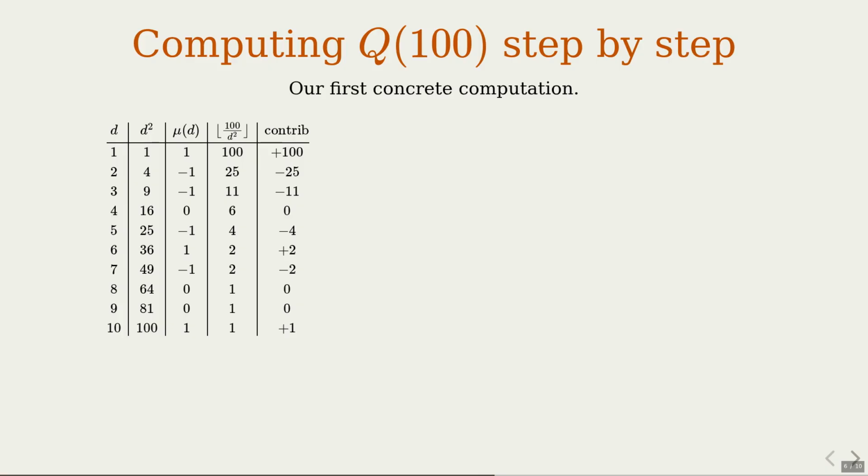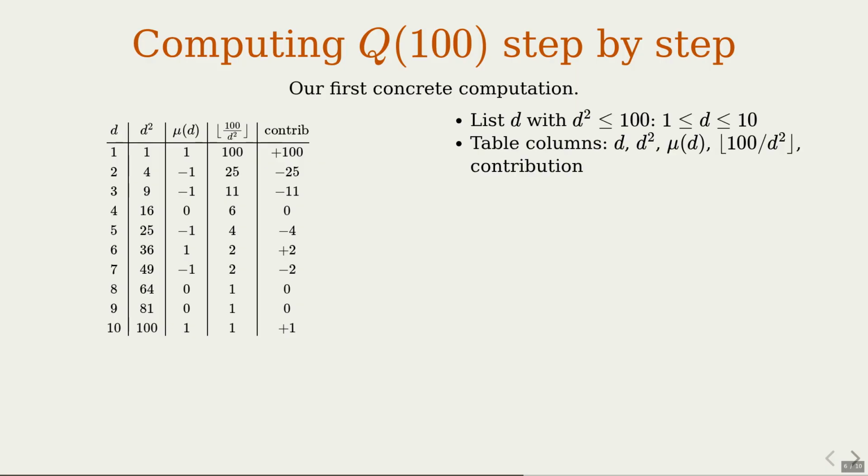Let us see the formula in action for x equal to 100. List d with d squared less than or equal to 100, ranging from 1 to 10. Table columns include d, d squared, mu of d, the floor of 100 divided by d squared, and the contribution. Zero rows are when d equals 4, 8, or 9, since mu of d is 0. Add the contributions to find Q of 100.